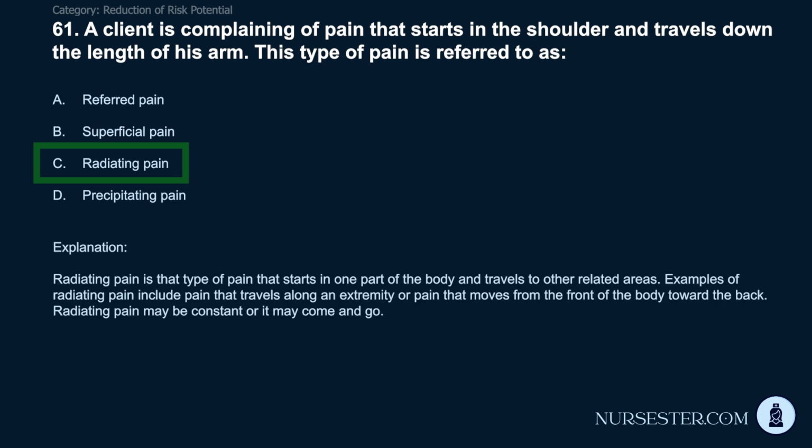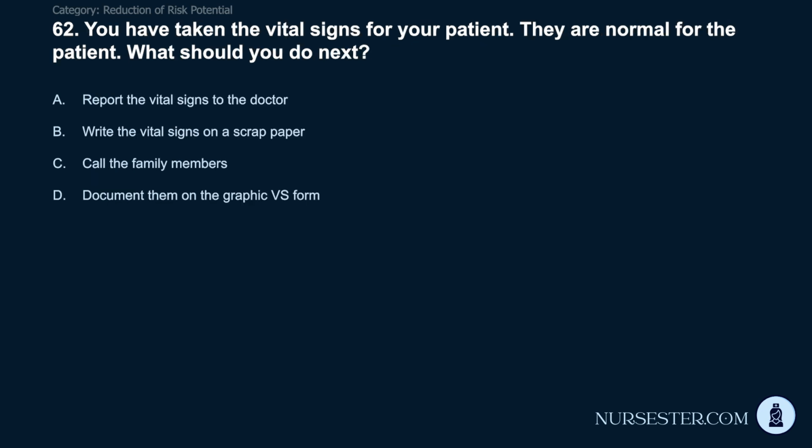Radiating pain. Radiating pain is that type of pain that starts in one part of the body and travels to other related areas. Examples of radiating pain include pain that travels along an extremity or pain that moves from the front of the body toward the back. Radiating pain may be constant or it may come and go.